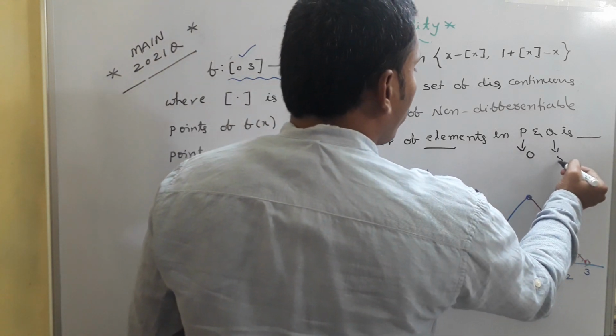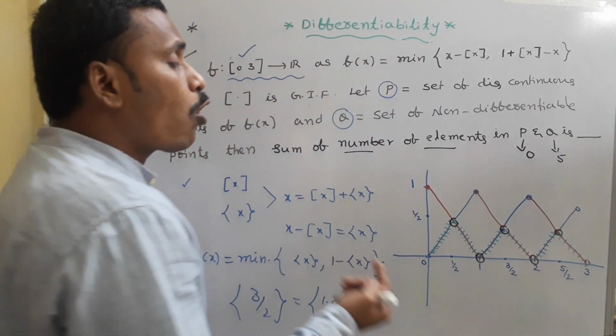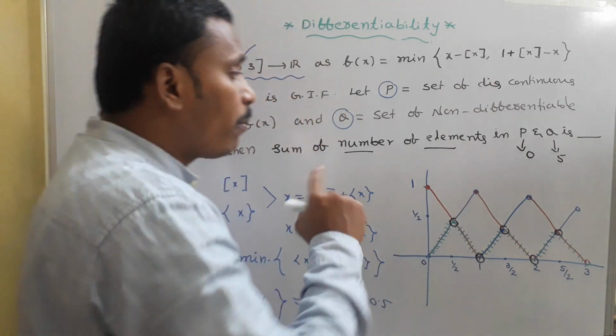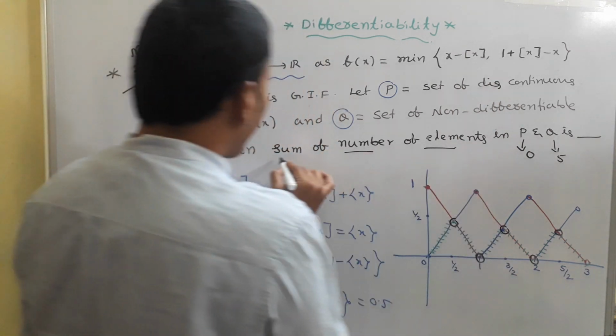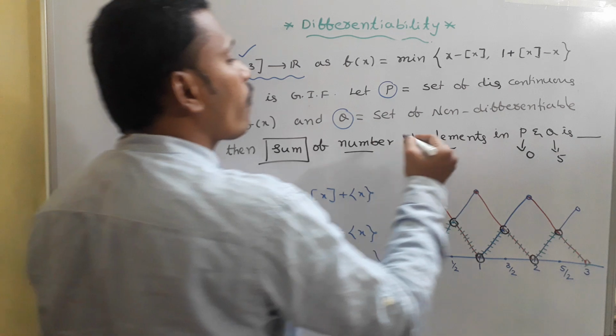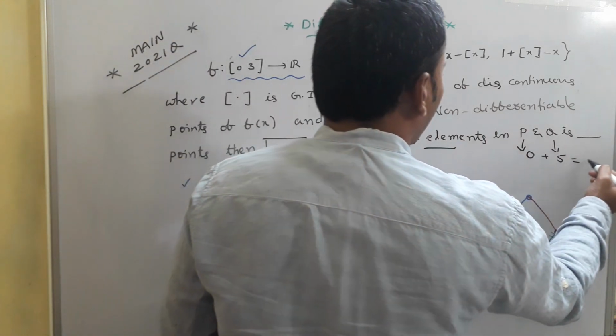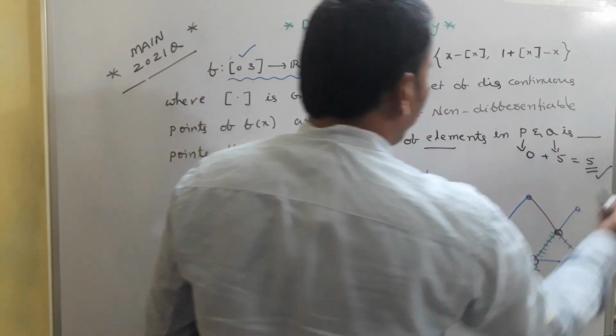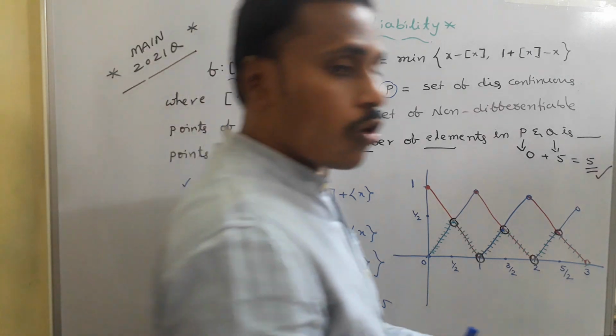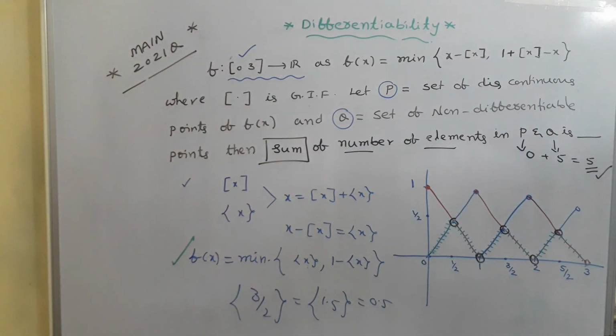So the number of elements in the set Q is 5. Number of elements in set P is 0. Number of elements in set Q is 5. So our task is to find the sum of the number of elements in P and Q. 0 plus 5 is equal to 5, and that 5 is our answer. Okay, have a look.